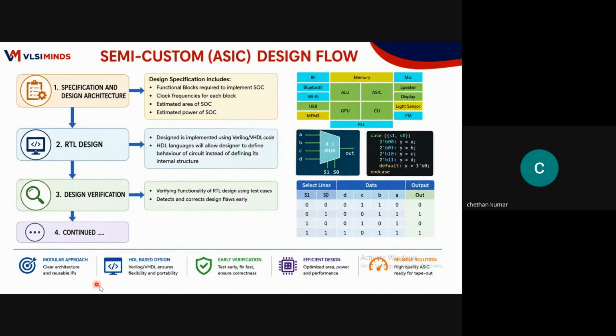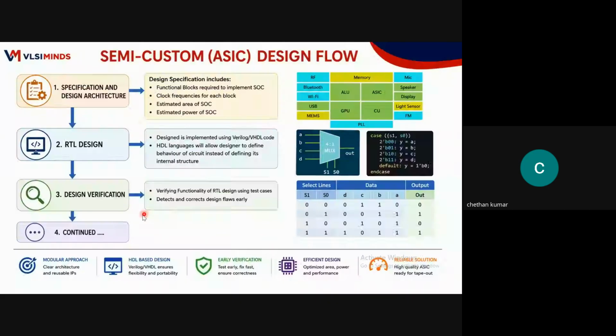Okay. So these are just a modular approach. That means as per the specification we are going, we give the clear architecture. Based on the architecture, we write the HDL design, using Verilog or whatever HDL programming is supported, and then it gets verified.